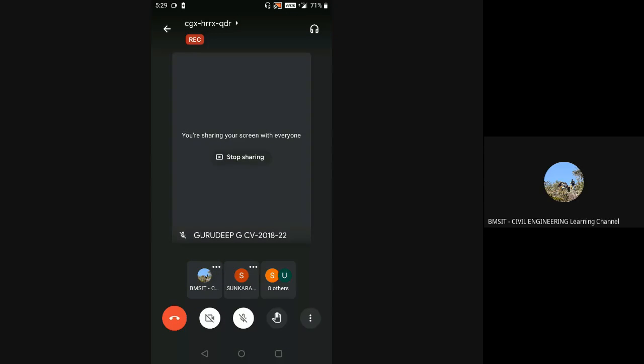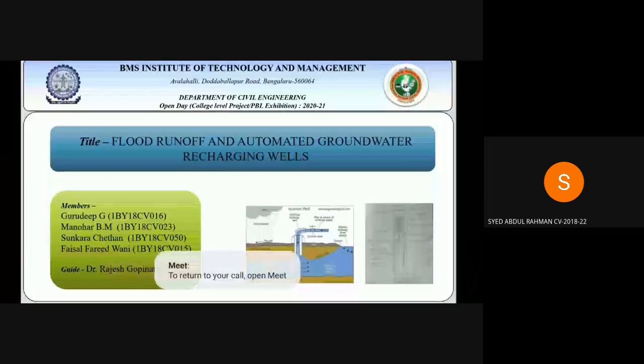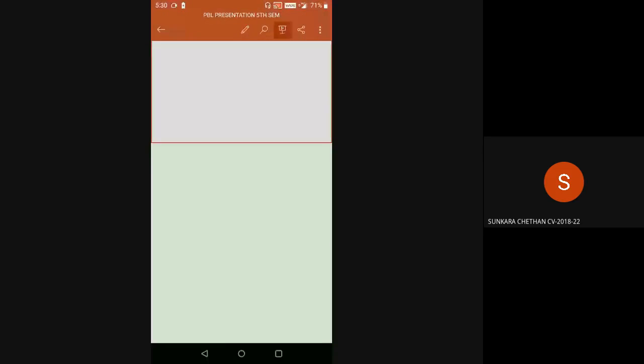Good evening, everyone. I welcome the students and the teachers to PBL Open Day. The title of our project is Flood Runoff and Automated Groundwater Recharging Wells. Our project is guided by Dr. Rajesh Gopinath Sir, Department of Civil Engineering. The main objective of our project is to provide a solution for floods and water scarcity, which are the two major problems faced by society, and to improve public health by protecting it from waterborne diseases.